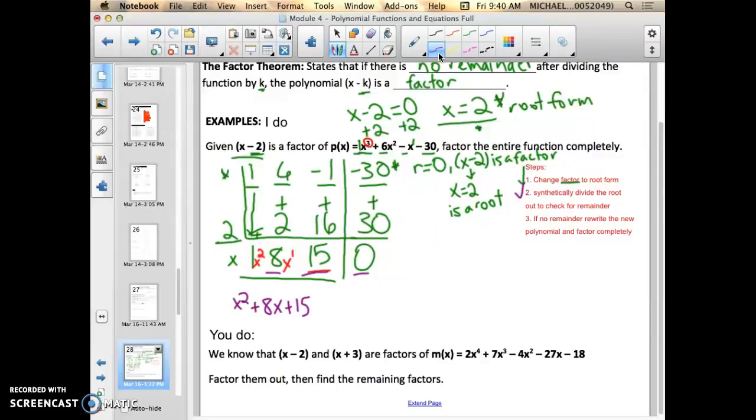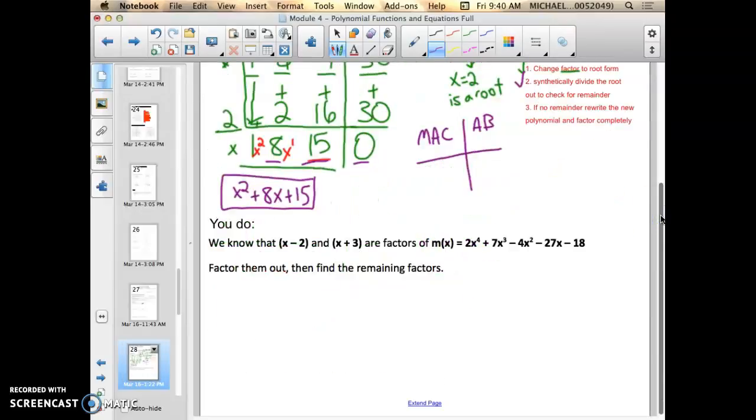And you should notice, something should jump out at you at this point, that this right here is a quadratic trinomial. And we know how to factor quadratic trinomials. We've been working with it since Module 2. You use the MAC-AB T-chart. So I'm going to use that to factor the rest out completely. So for MAC, I put 15. AB, I put 8. 15, I have to find factors.